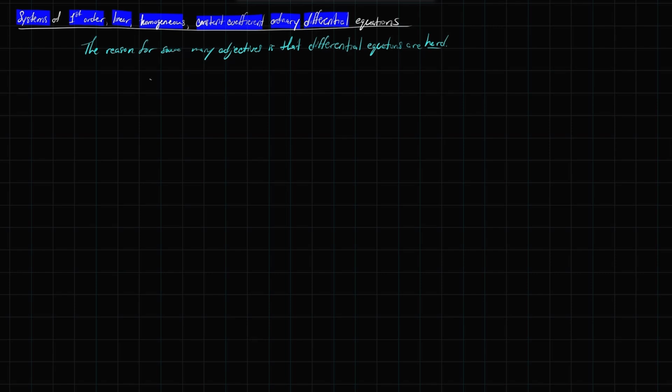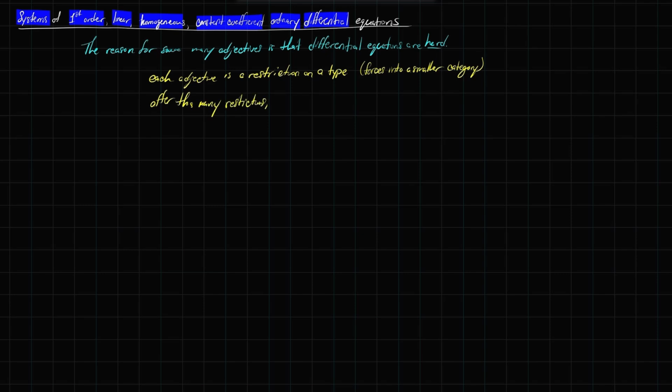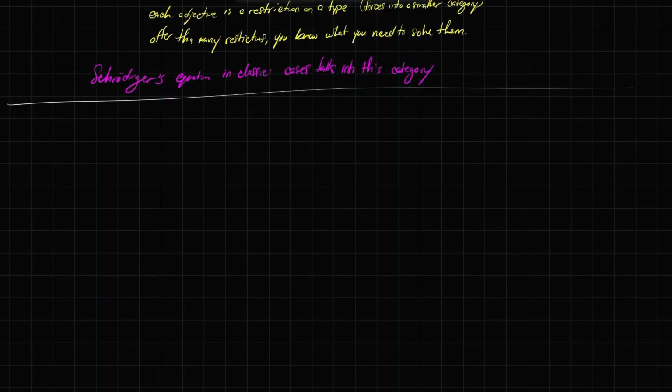But anyway, every adjective is a restriction, right? It's a restriction on a type, so it forces you into a smaller category. And in this case, after we put this many restrictions onto our differential equations, we get to a category that you all know how to solve. So after this many restrictions, you know what you need to solve them. And in fact, Schrodinger's equation, in a few of kind of the classic cases, falls into this category.